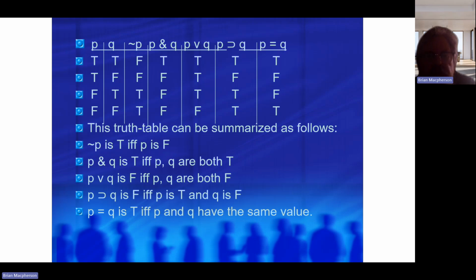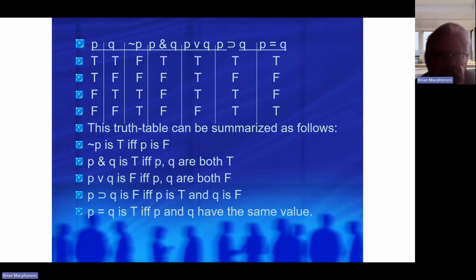Okay, P then Q. The only time when P then Q is false is when P is true and Q is false. If I say if P then Q, and you tell me that P is true and Q is false, then that tells me that P then Q is false. Otherwise, P then Q is true.